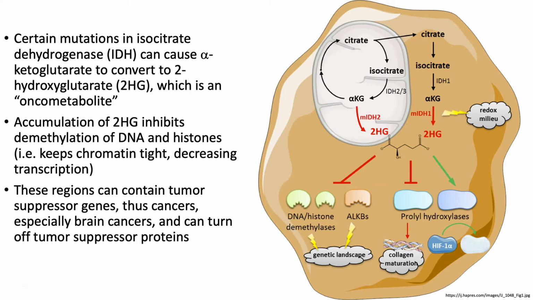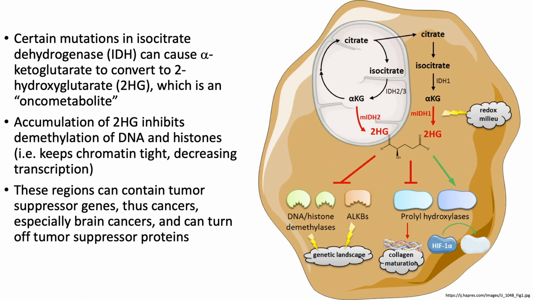So when your histones and your chromatin have lots of methyl groups on them, it's really, really tight and it can't be transcribed, okay? And so if you demethylate it, then it will open up, right? Now, certain cancers can inhibit that demethylation. So they're keeping it nice and tight. So it keeps that chromatin methylated, which decreases transcription.